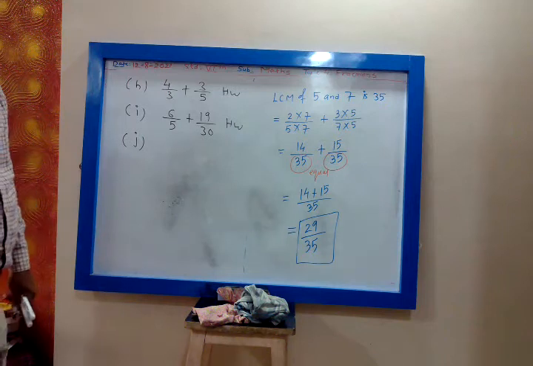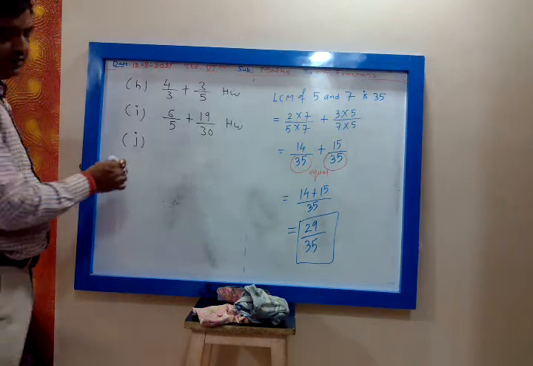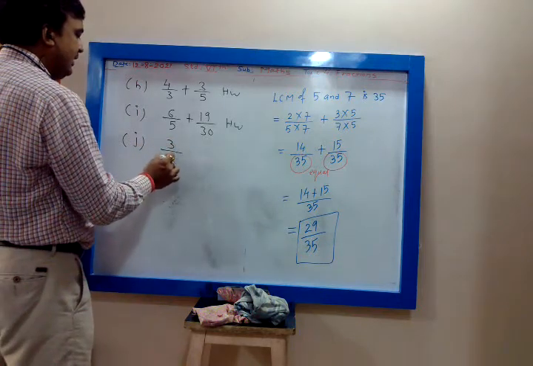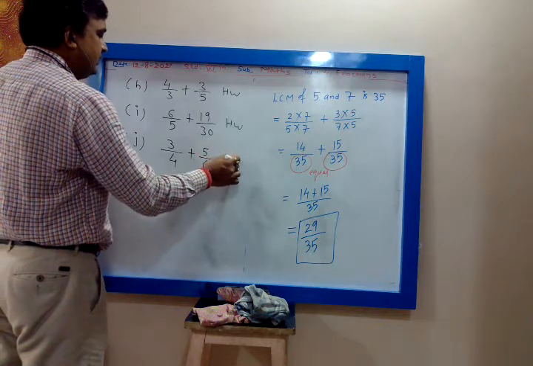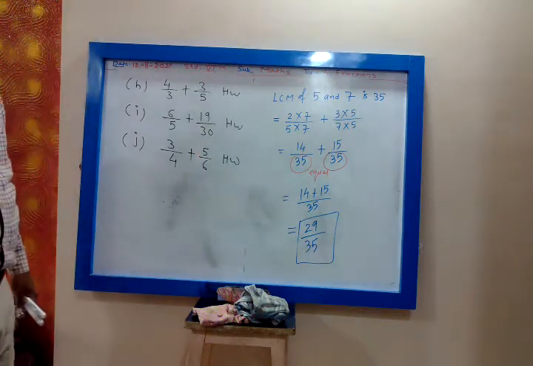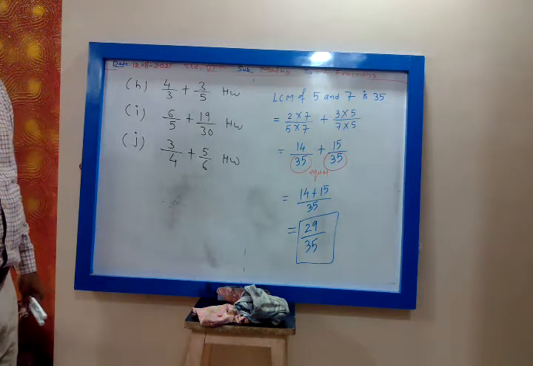J: 3 by 4 plus 5 by 6. Take LCM of 4 and 6. That will be homework. And all of you are very much comfortable with taking LCM. I have taught you.